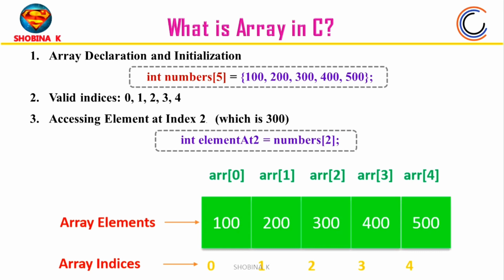Arrays in C use zero-based indexing. In this case, the valid indices for the array numbers are 0, 1, 2, 3, and 4, corresponding to the 5 elements in the array.